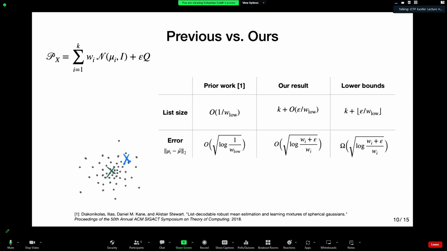If we compare our results with the previous results, so we have prior work. I assume that the components of the mixture are separated, so the difference is large, and also that I have access to some lower bound on the weights. And you see that the prior work suffers from this lower bound. Both the list size and the error only depend on the lower bound. Even if your weight is actually large, the error guarantees that the prior work provides still only depend on the lower bound. While in our result, the error depends correctly on the weight of the ith component, the error of recovering the ith component. And you see that both the error and the list size match the lower bound up to a multiplicative constant.